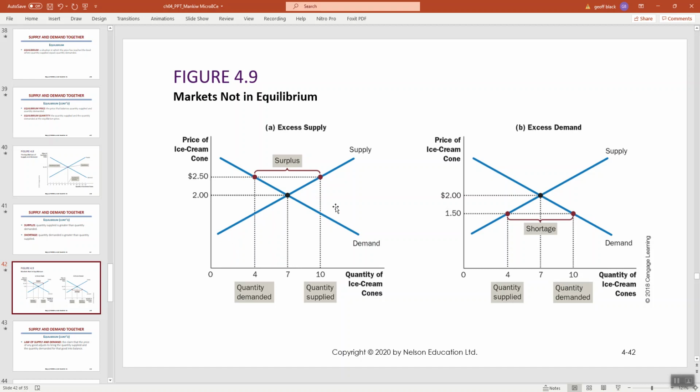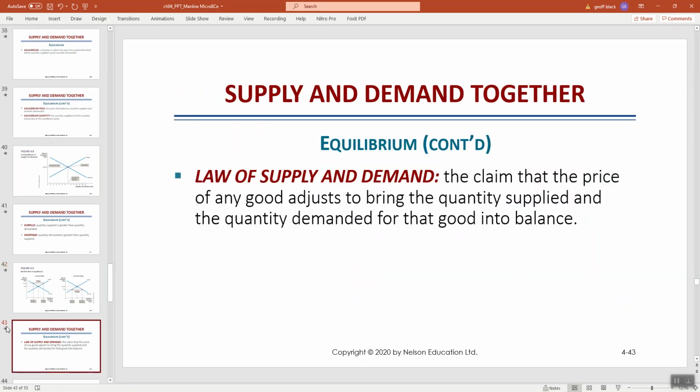Then you do the same for supply, right? At a price of $2.50, supply is up here. Willing to supply lots, but as that price comes down, I'm going to supply a little bit less. A little bit less. And those two forces keep on interacting until you get to the equilibrium, or the balance point. And that is the law of supply and demand.